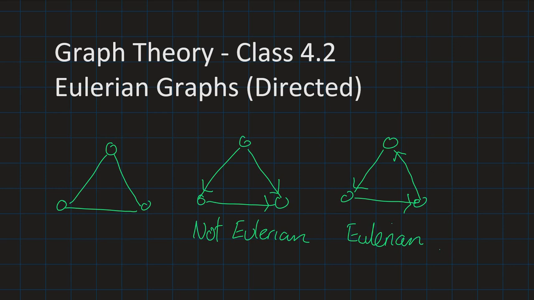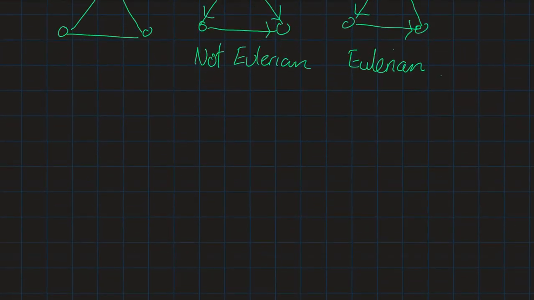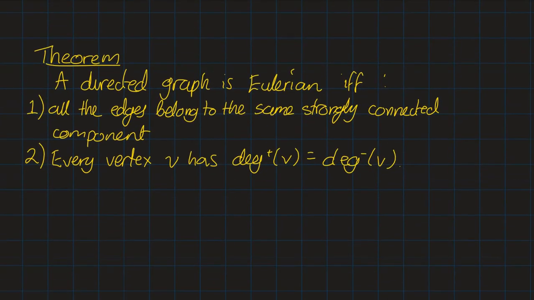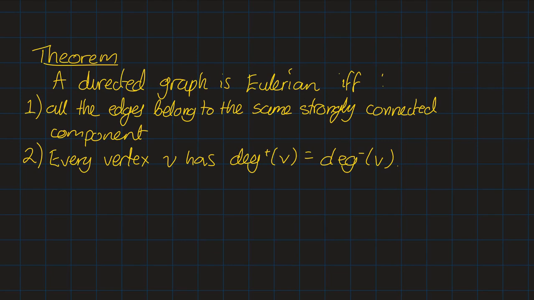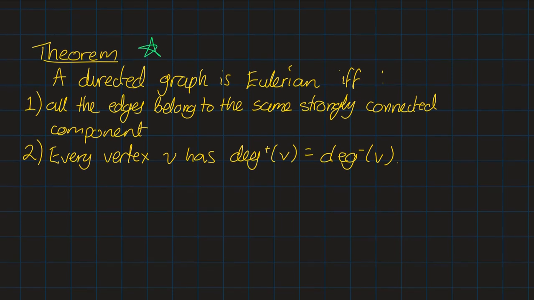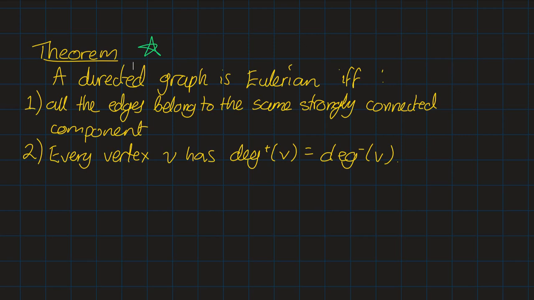And we're going to look at a theorem which is analogous to the theorem we looked at for the undirected case. So here's the theorem. It's important, but not quite as important as for the undirected case. So a directed graph is Eulerian if and only if two conditions, like the previous time. The first condition is it takes care of a technicality. So all the edges belong to the same strongly connected component.